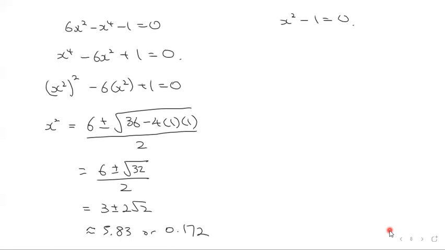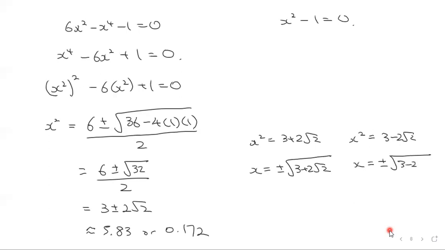So in other words, if x squared equals 3 plus 2 root 2, then x must equal plus or minus the square root of 3 plus 2 root 2. If x squared equals 3 minus 2 root 2, then x would equal plus or minus the square root of 3 minus 2 root 2. I'm just going to leave them in exact values, but certainly there's 4 answers there. Your other answers, of course, are from here. And that should be very clear what those answers are.